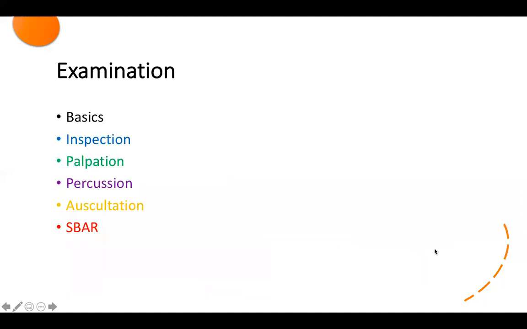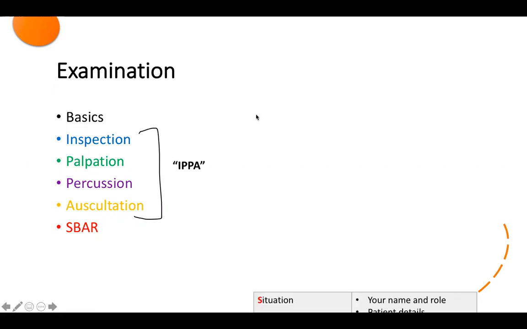Okay, so it's quite a bit to take in when you need to examine any system. The way I break it down is I do the basics and then I go to inspection, palpation, percussion, auscultation, and then end it off with SBAR. I usually think of IPA, so that's when I do examinations. So once I'm done with inspection, then I know, okay, there are 2 Ps to go. So I'll do palpation and then percussion.